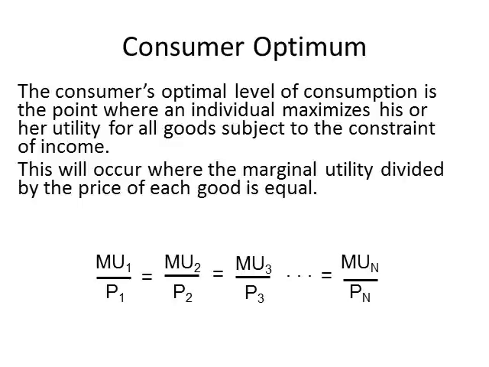The formula for calculating the consumer optimum is the marginal utility of the first good divided by the price of the first good, which needs to be equal to the marginal utility of the second good divided by the price of the second good, which is equal to the marginal utility of the third good divided by the price of the third good, which is equal to the marginal utility of the nth good divided by the price of the nth good. Before looking at an example of this model, let's look at the assumptions of the model.